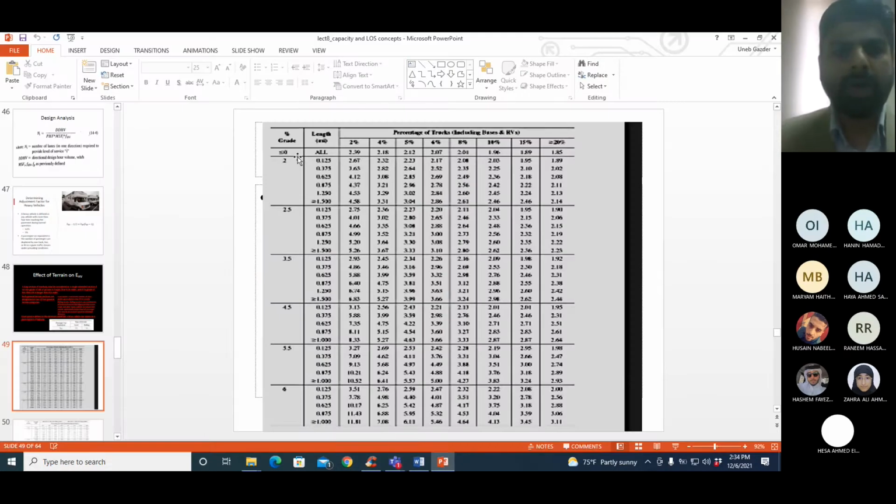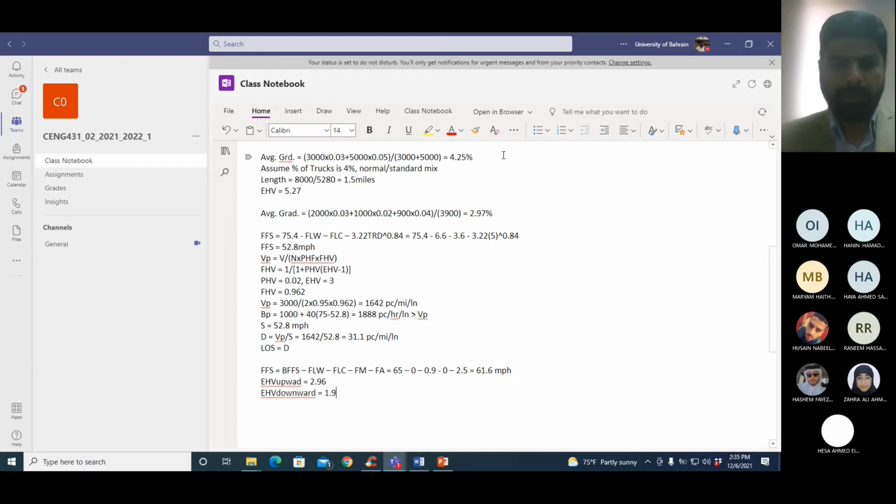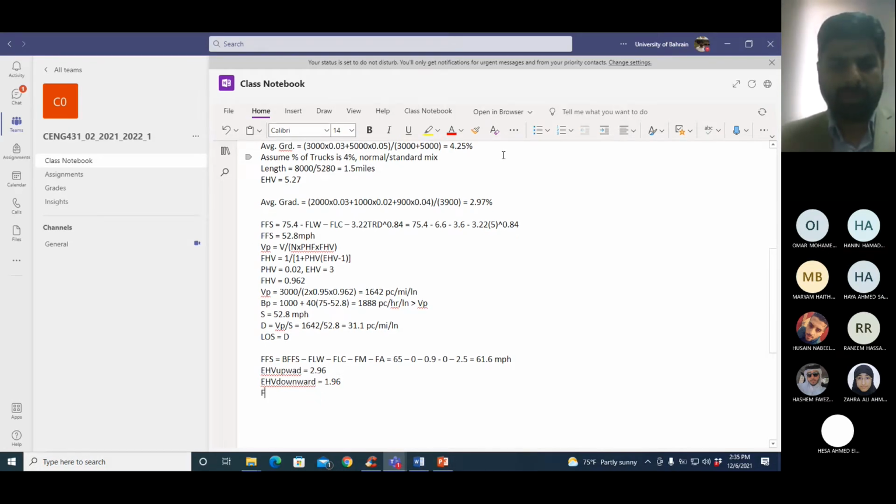Now you can see all downward values are here in the first row. Gradient 0 or less, so downward is negative, right? So whatever downward gradient you have, we just take the value from the first row. So the row length doesn't matter, and with 10% trucks, 1.96 is the factor. Now we can calculate FHV.